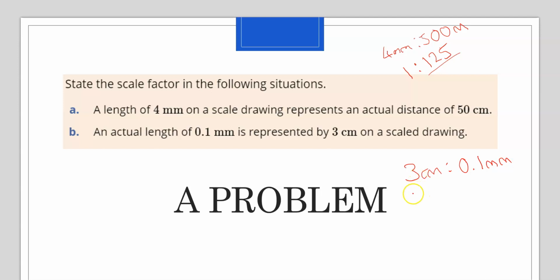So we're going to make our centimetres into millimetres. So now we've got 30 millimetres to 0.1 millimetres. Now we need to make that 1, so we multiply that by 10 to become 1. We multiply this by 10 and get 300 to 1.